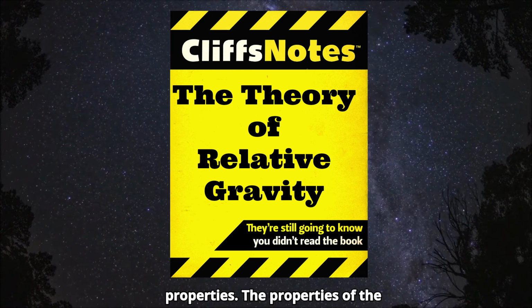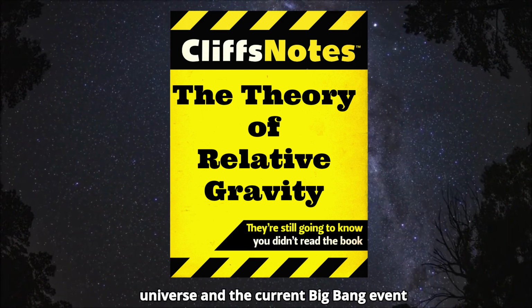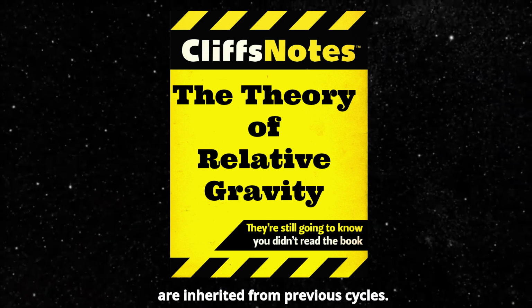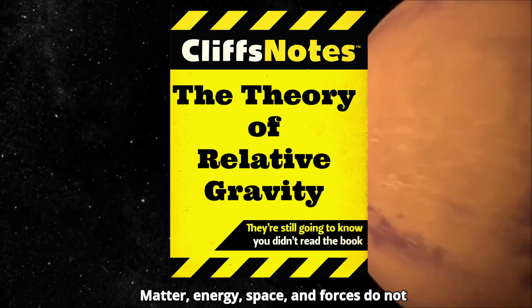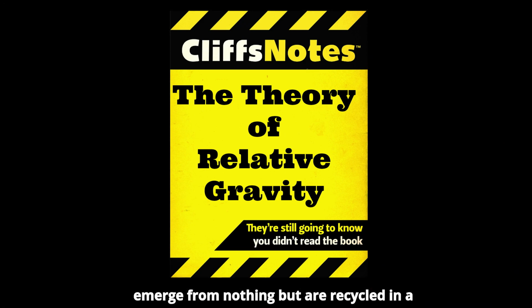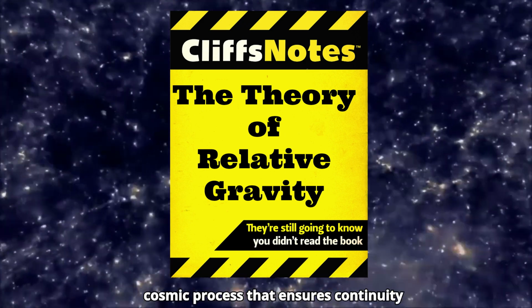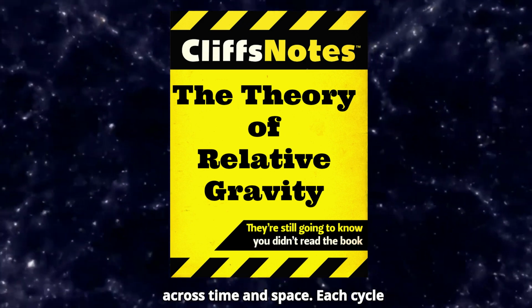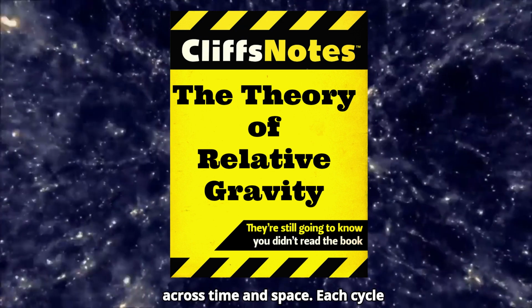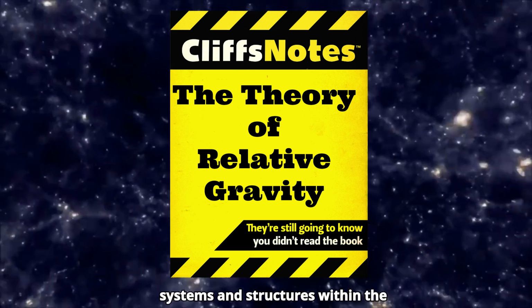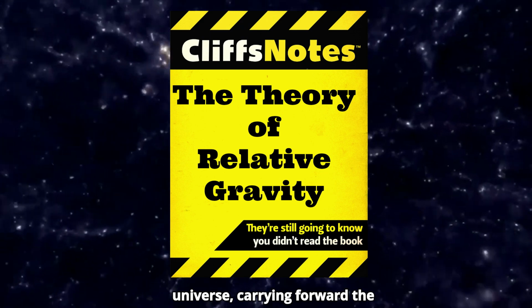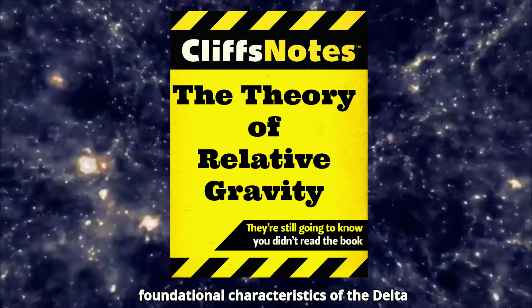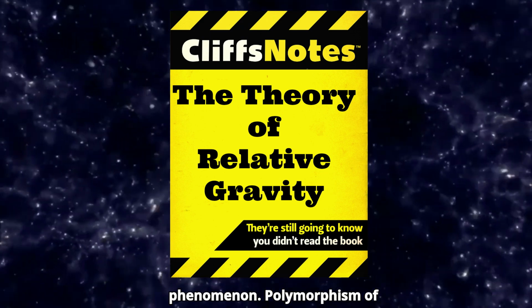Inheritance of properties. The properties of the universe in the current Big Bang event are inherited from previous cycles. Matter, energy, space, and forces do not emerge from nothing but are recycled in a cosmic process that ensures continuity across time and space. Each cycle contributes to the formation of new systems and structures within the universe, carrying forward the foundational characteristics of the delta phenomenon.